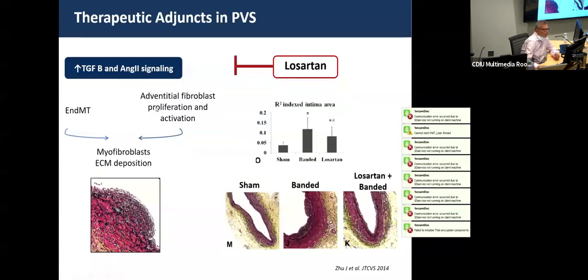This just shows some of the work that was done. I was involved with some of it, but primarily it was Rachel, in the lab, in which we had a porcine model of pulmonary vein stenosis, and you can see that we implicated TGF-beta and angiotensin II signaling in the abnormal fibrogenesis that you see in the banded animals. And that was the rationale for starting losartan, angiotensin II inhibitor, to try and delay the progression of that.